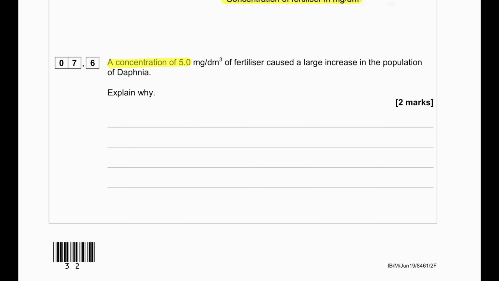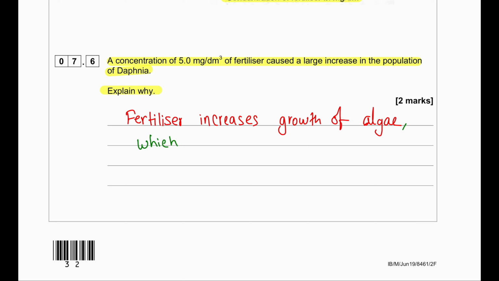A concentration of 5 milligram per dm cube of fertilizer caused the largest increase in population of Daphnia. Explain why. Because an increase in fertilizer increases the food for the Daphnia, which is algae. The synthetic organism grows faster when there are more nutrients. So more algae means more food for Daphnia.